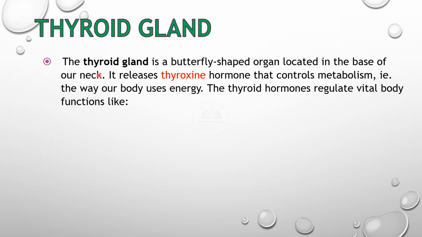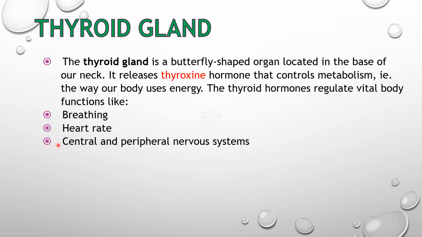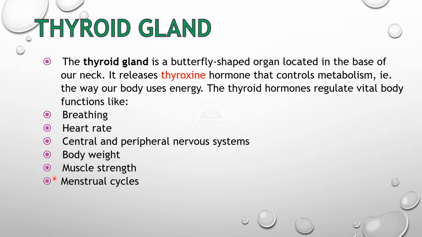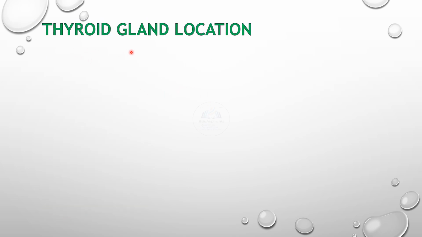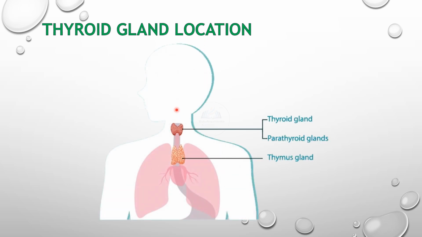Thyroid gland. The thyroid gland is a butterfly-shaped organ located in the base of our neck. It releases thyroxine hormone that controls metabolism, that is, the way our body uses energy. The thyroid hormones regulate vital body functions like breathing, heart rate, central and peripheral nervous systems, body weight, muscle strength, menstrual cycles, body temperature, cholesterol levels. Thyroid gland location. The thyroid gland is located in the neck region.